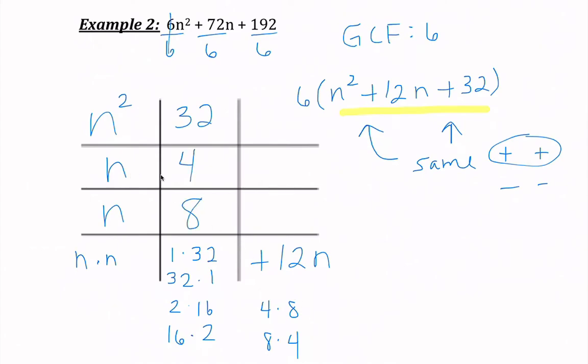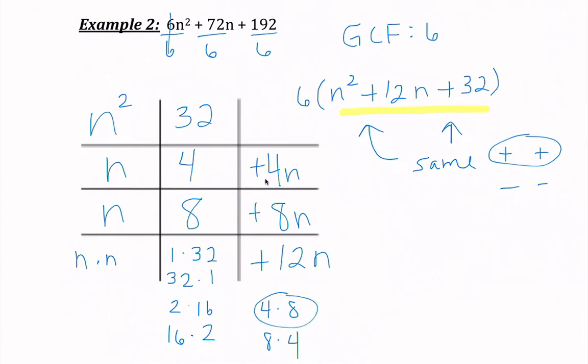Multiply across. N times 4 is 4n. N times 8 is 8n. Remember, we know our signs have to be the same, and they both have to be plus signs. So we check, does a positive 4 and a positive 8 combine to give me a positive 12? It does. So I found the one that works.